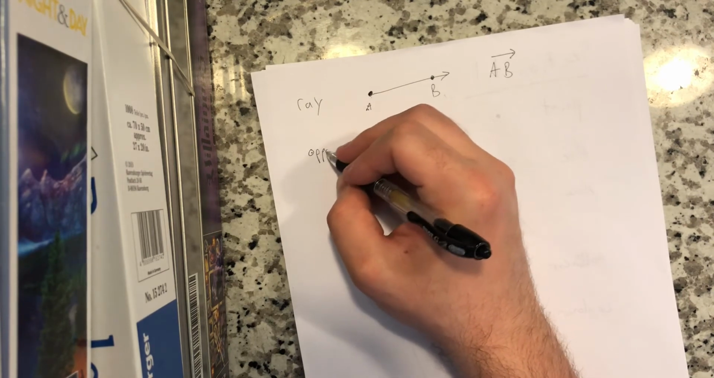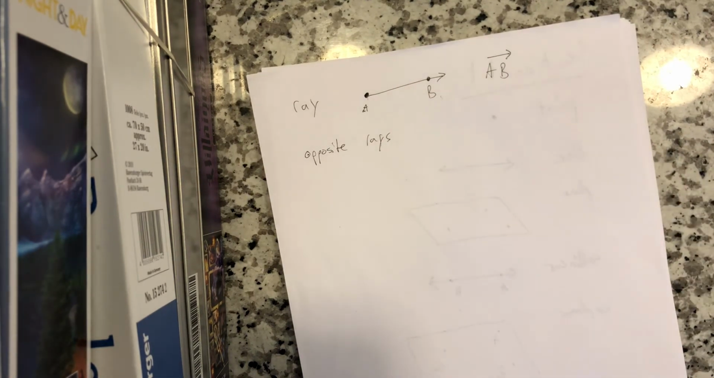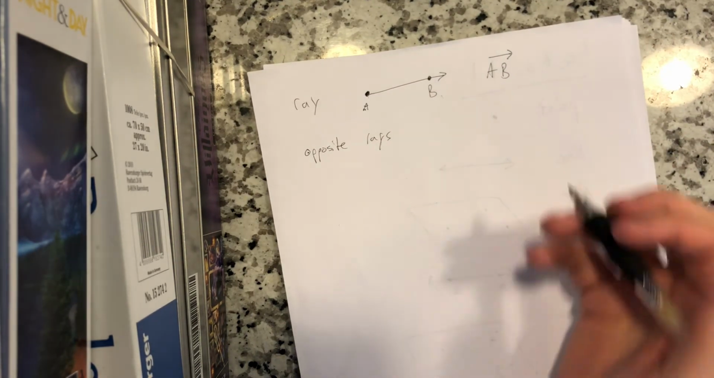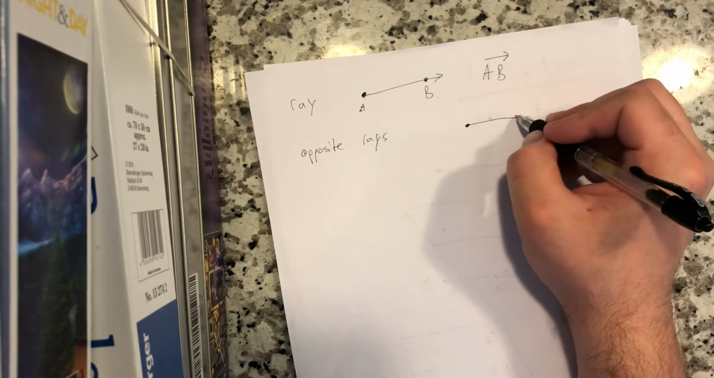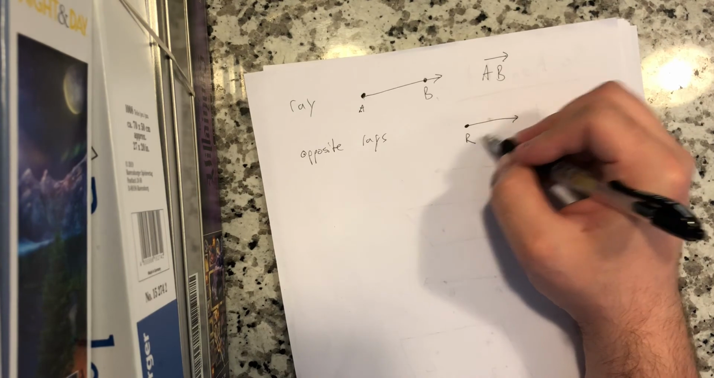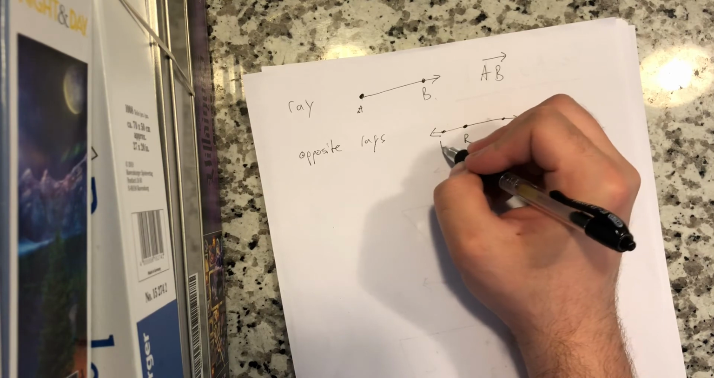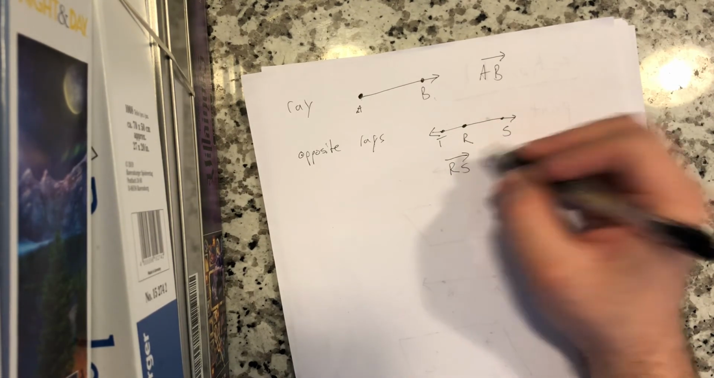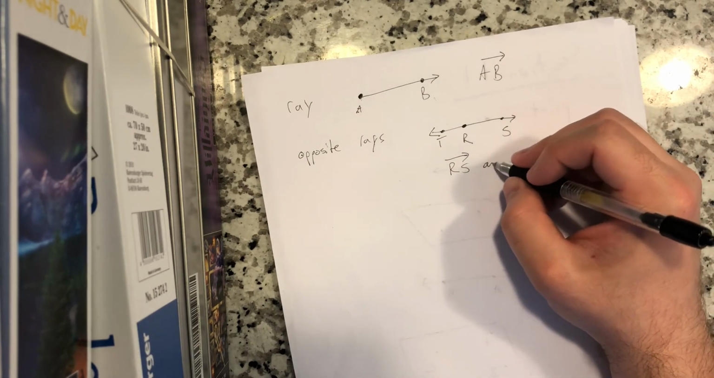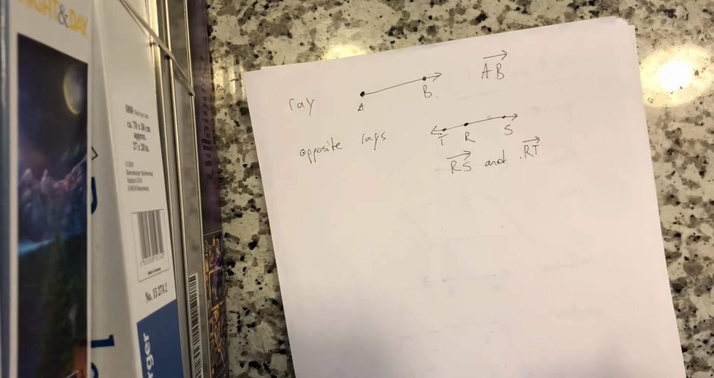Opposite rays are going to be 2 rays that share the same endpoint in the middle, or in other words, they would form a straight line. So let's say this is R, let's say this is S, and let's say this is T. Then we would have ray RS and ray RT as opposite rays.